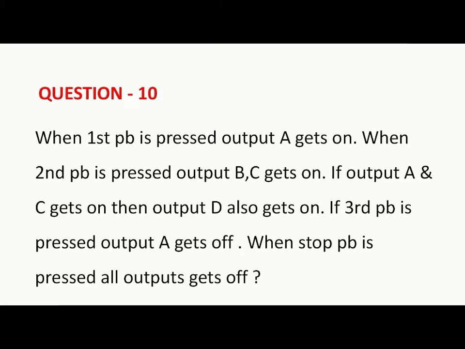So this is question number 10 on your screen. When the first push button is pressed, output A gets on. When the second push button is pressed, outputs B and C get on. If outputs A and C are on, then output D also gets on. If the third push button is pressed, output A gets off. When the stop push button is pressed, all outputs get off. So this is our question. Let's go for the solution.